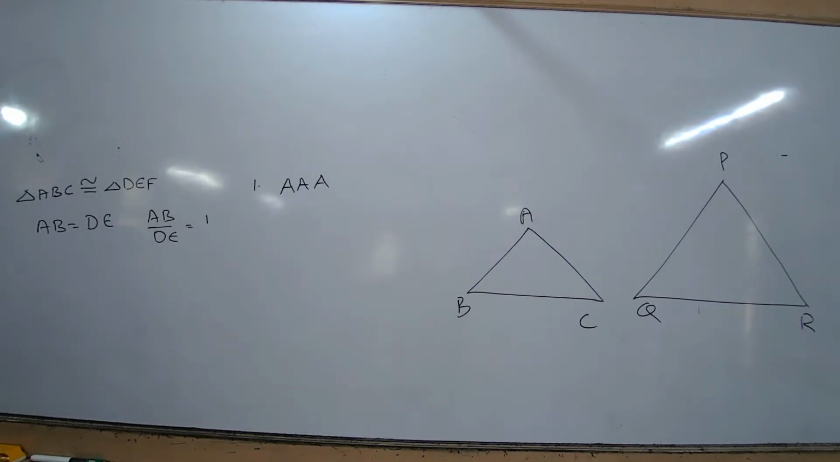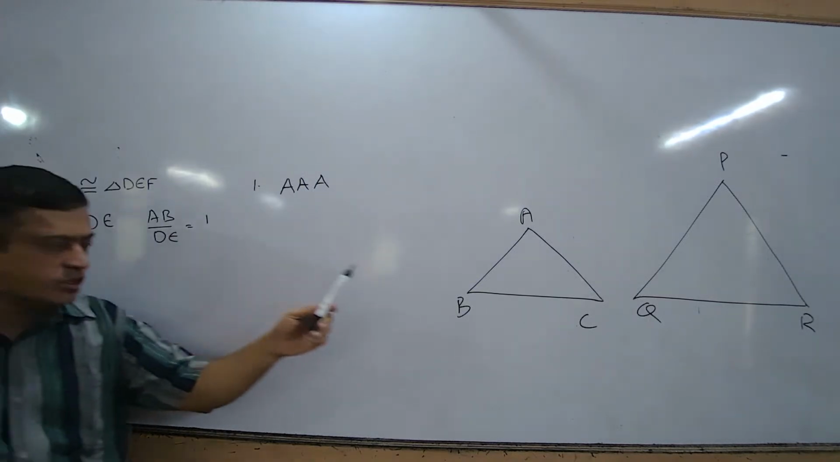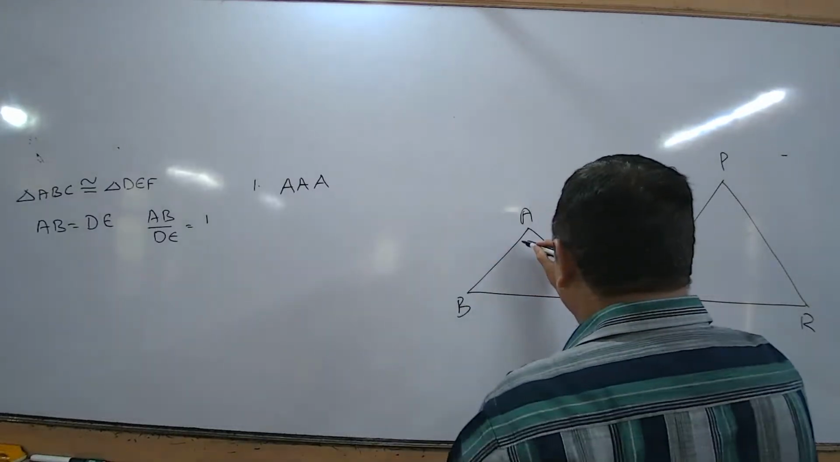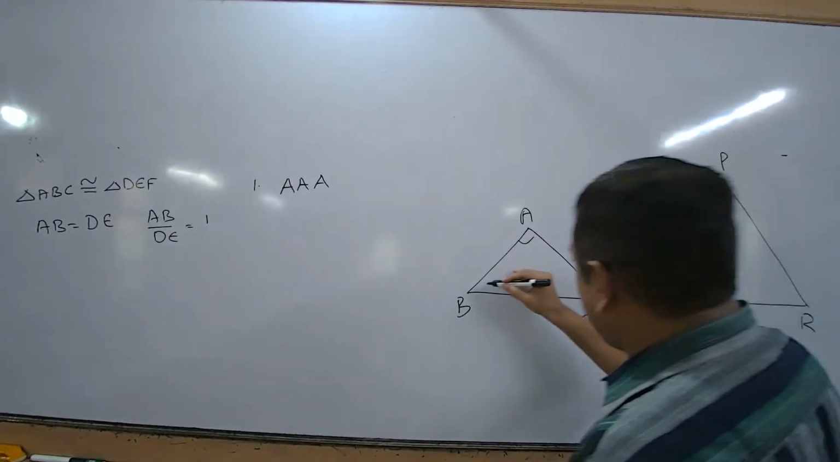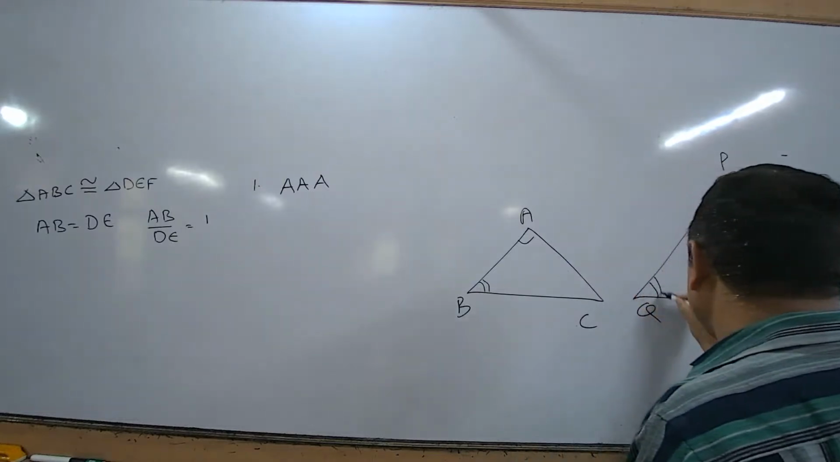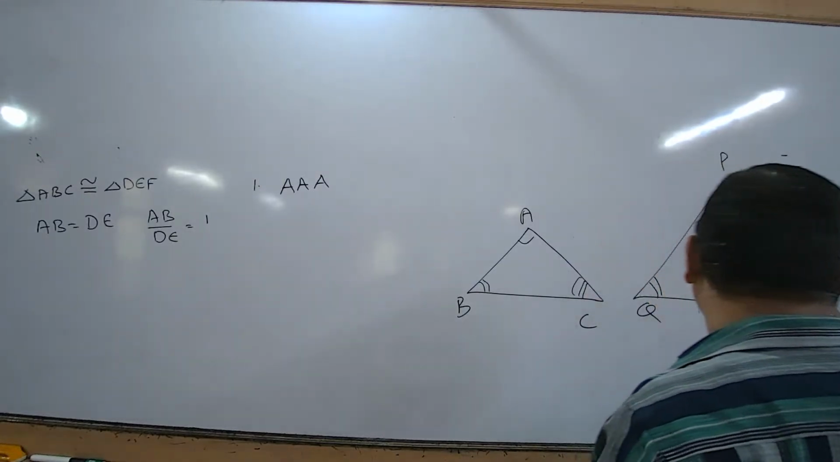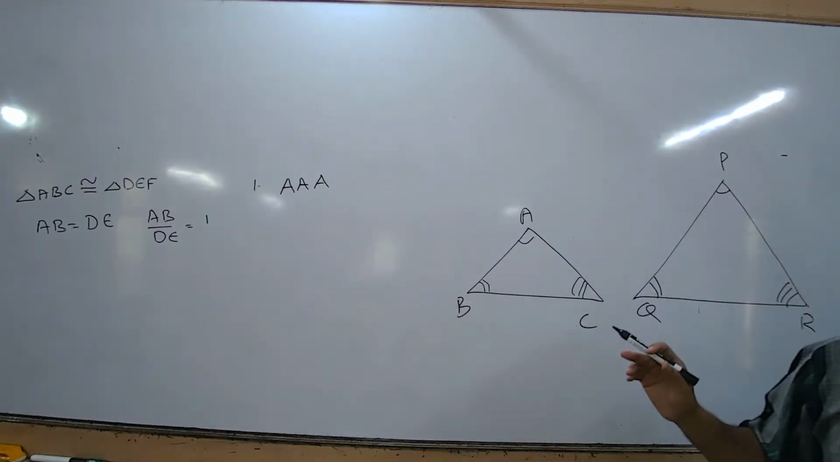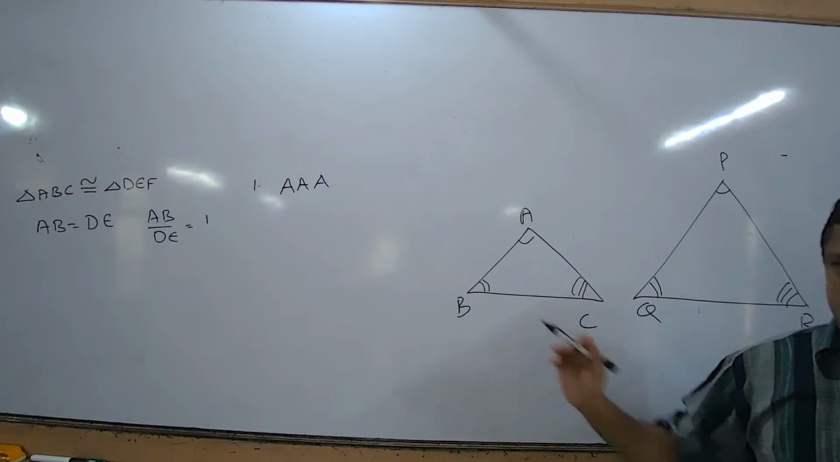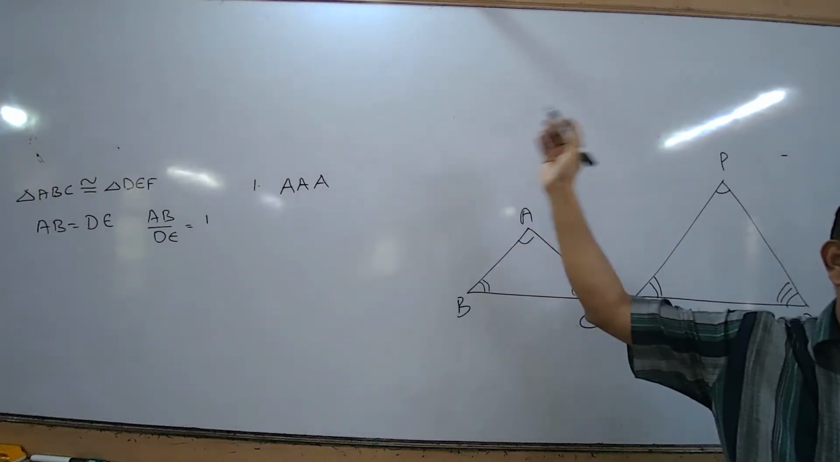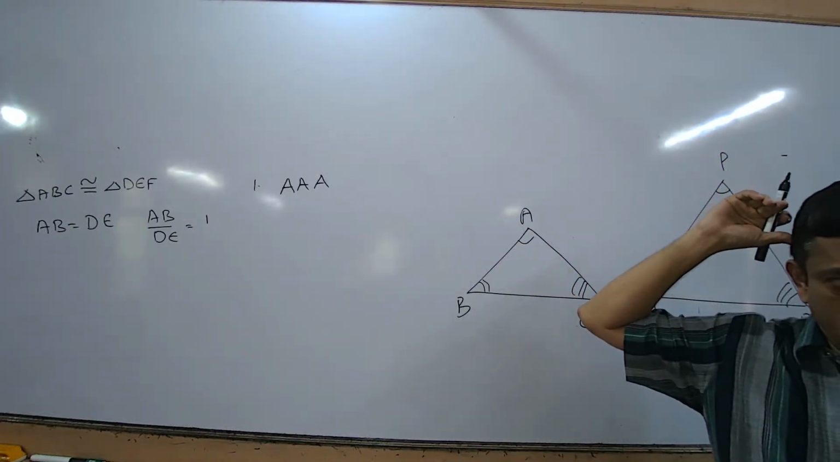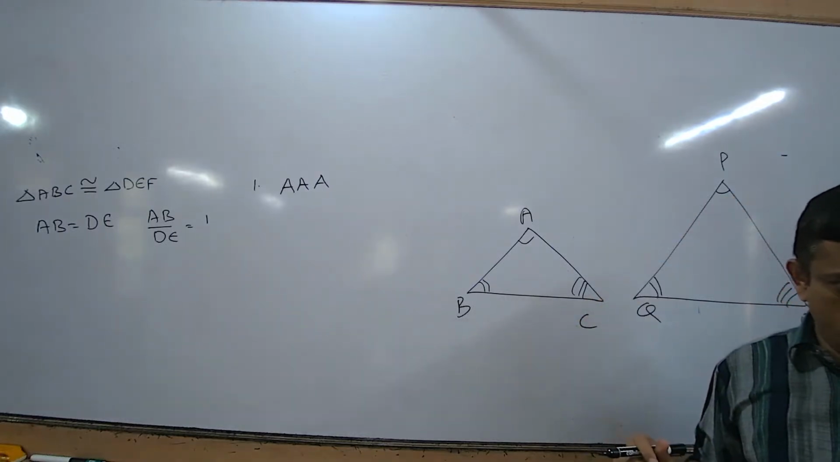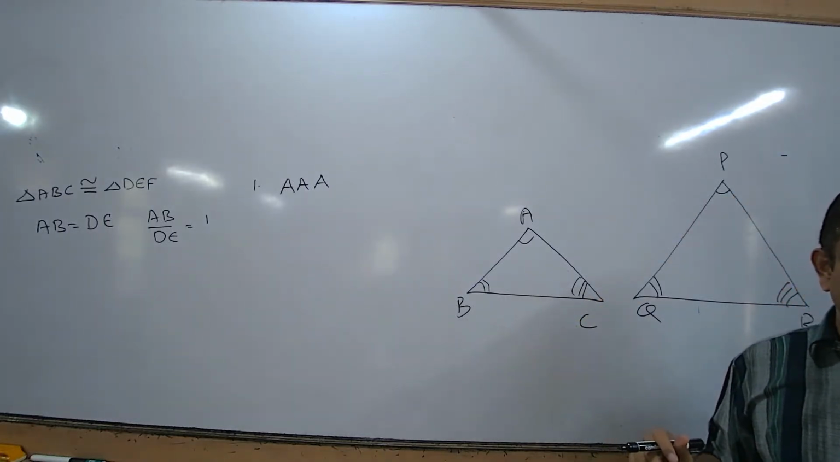Are you following or not? Everyone, sit down. Listen here. If it is given angle A and angle P are equal, angle B and angle Q are equal, and angle C and angle R are equal, then immediately what do you conclude? Triangle ABC is similar to triangle PQR by the AAA similarity test. Are you following?